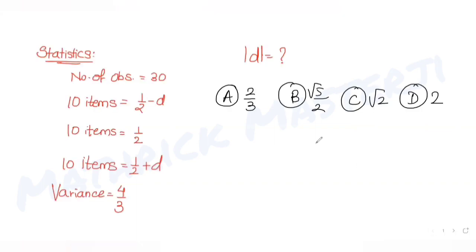If I try to solve this question further, I understand that I need to just find the variance, and once I find the variance for all of these 30 outcomes, I can equate it with 4 over 3. So let's understand the steps for finding the variance. First step, we have to find the mean of all the observations. Second step, we have to find the difference of each outcome from the mean value.